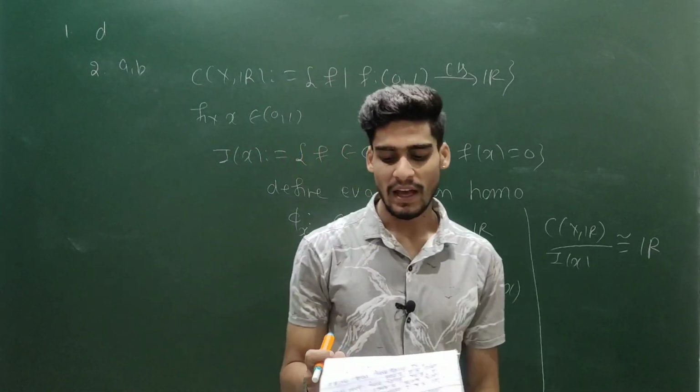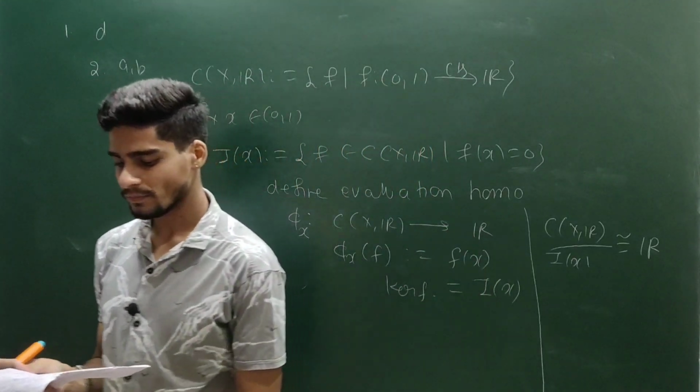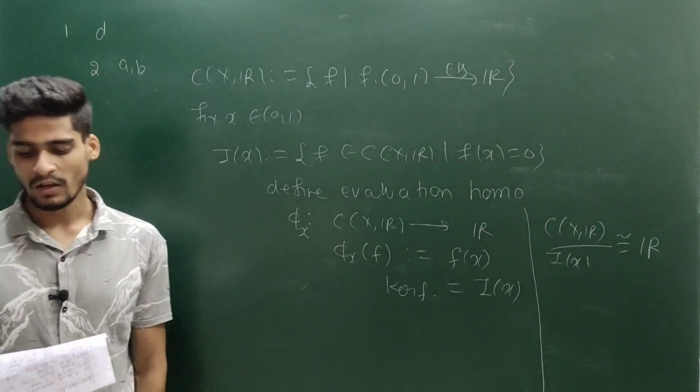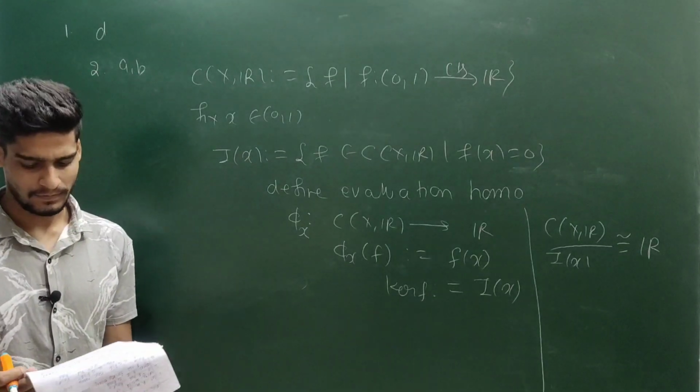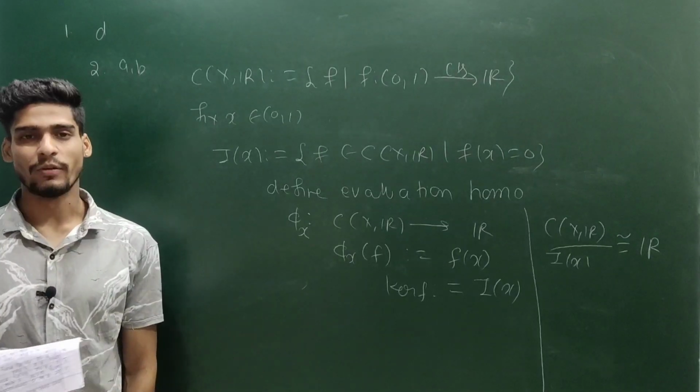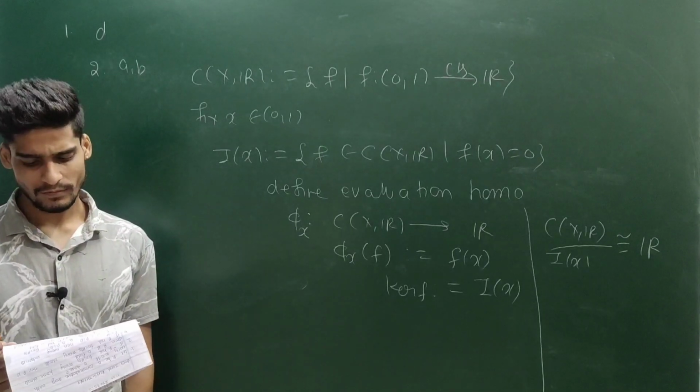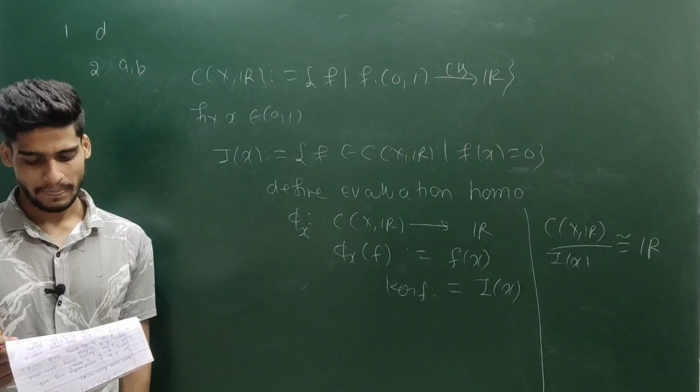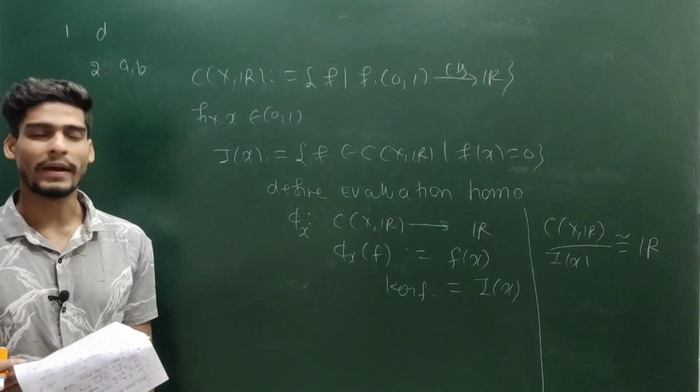Option C, every maximal ideal of C(X,R) is equal to I_x for some x. Is it true? Or can you give me some other type of maximal ideal for this?